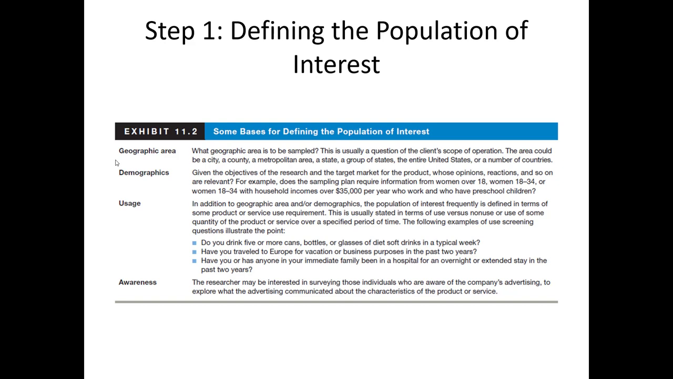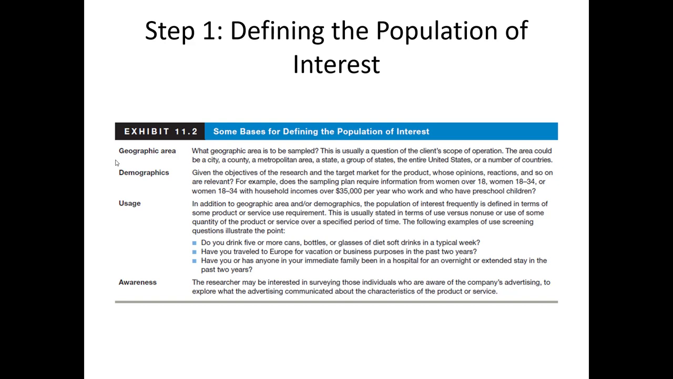And for marketers, most likely we want to find the heavy users. We typically have a rule that says 80% of the product consumption is consumed by 20% of the users. So this is an 80-20 rule, especially in the case of beer consumption or other alcoholic beverage consumption. And also we can look at this.